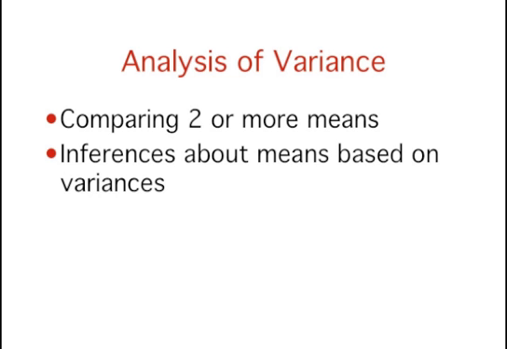Analysis of variance, also called ANOVA, is a statistical method used to compare two or more means. It may seem odd that the technique is called analysis of variance rather than analysis of means. The name is appropriate because inferences about means are made by analyzing variance.